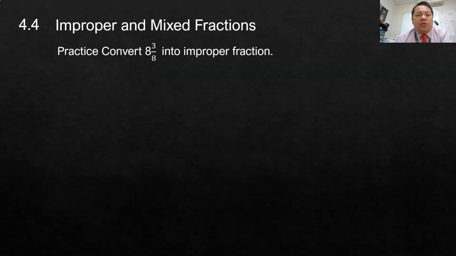Okay, give it a try on your own. Pause the video. Convert 8 and 3/8 into an improper fraction. That's right, using the same technique that I taught you earlier, which is 8 times 8 plus 3. 8 times 8 is 64. 64 plus 3 is 67. So 67 over 8. Okay, well done.